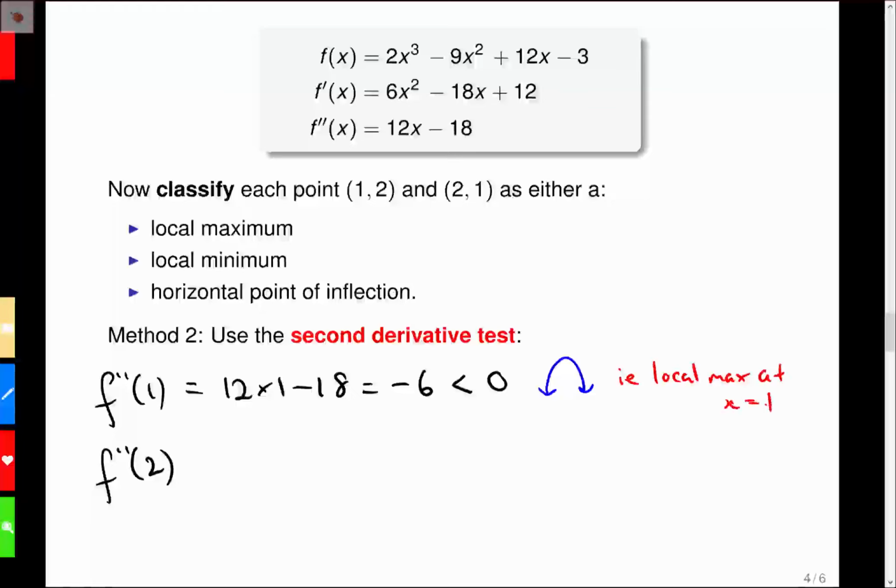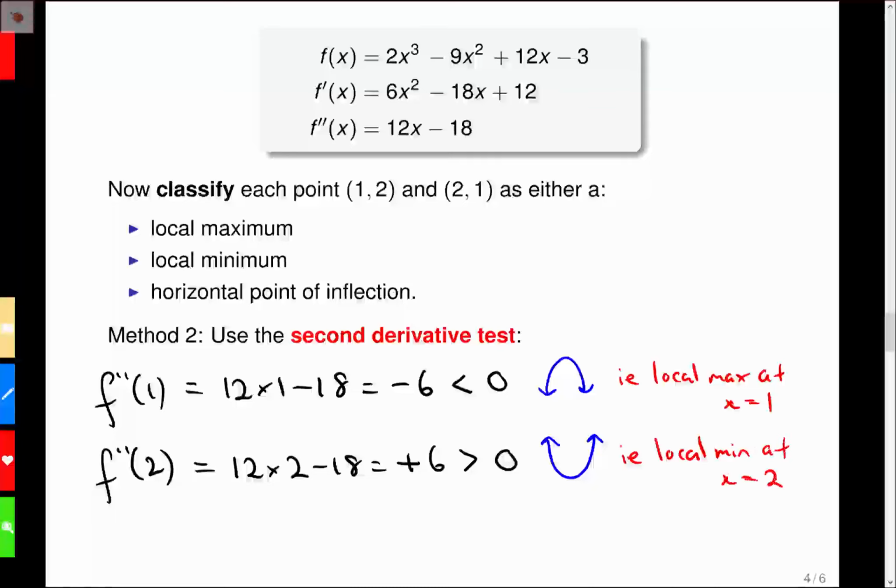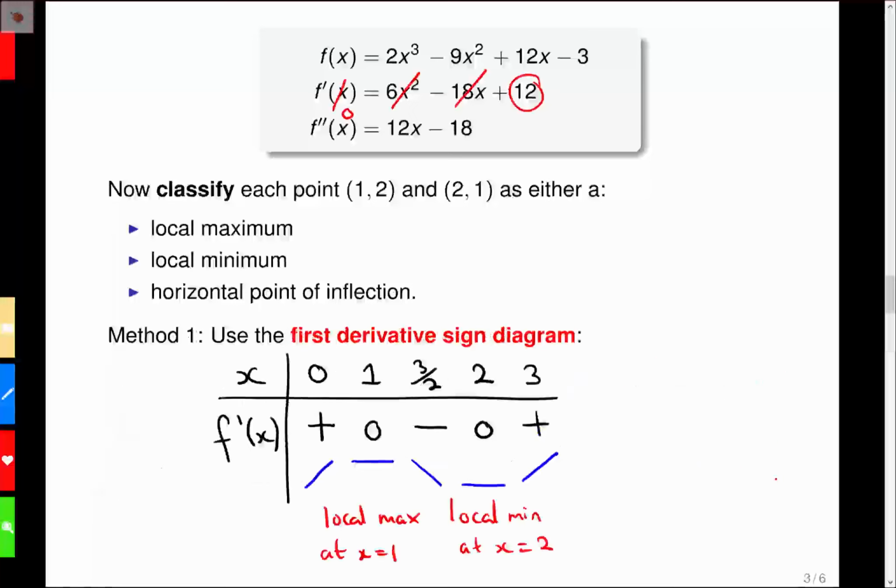And at x equals 2, the second derivative is 12 times 2 minus 18, which this time gives positive 6, which is certainly a positive number. This means at x equals 2, the graph is concave up, which shows that it's a minimum. These results are consistent with what we found with the sign diagram method, which is that we have a maximum at x equals 1 and a minimum at x equals 2.